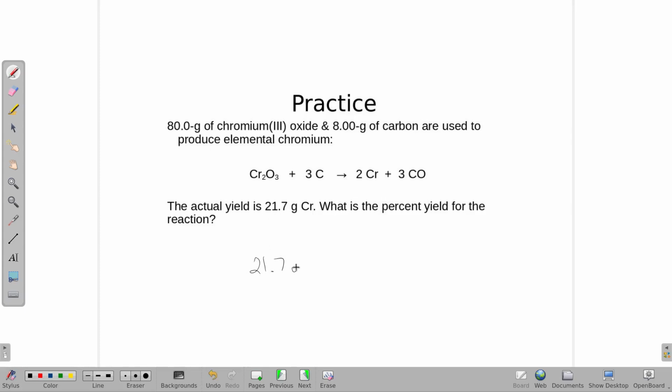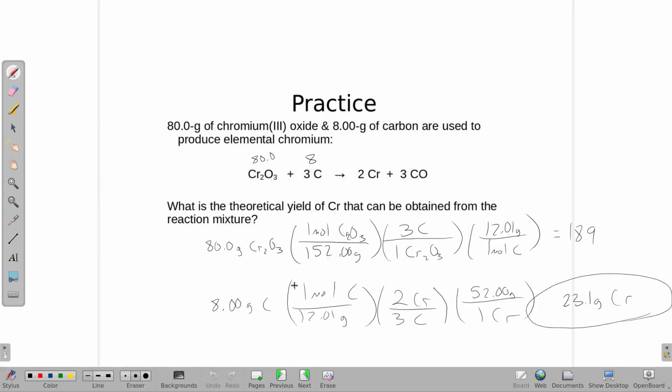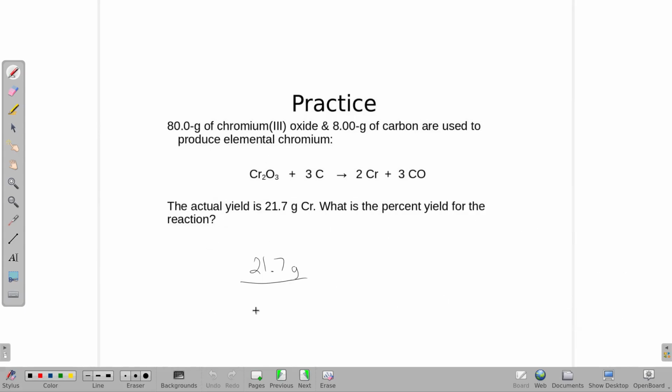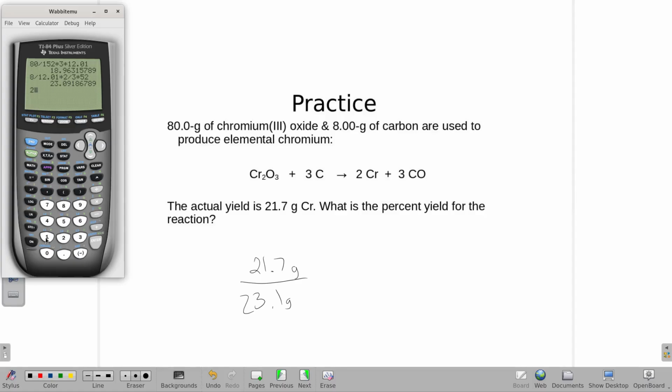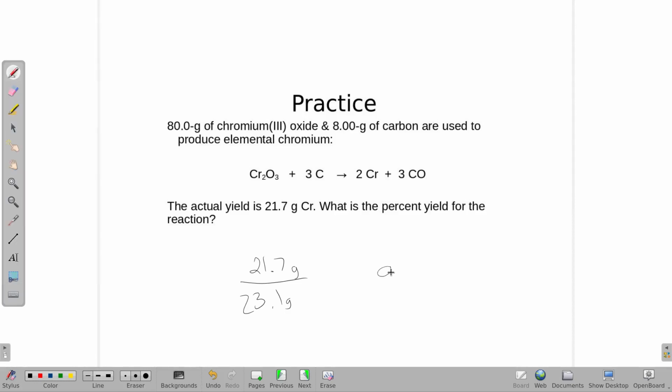We're going to take the actual yield, divide it by the theoretical yield, 23.1, and turn that into a percent. 21.7 divided by 23.1 gives us 93.9%.